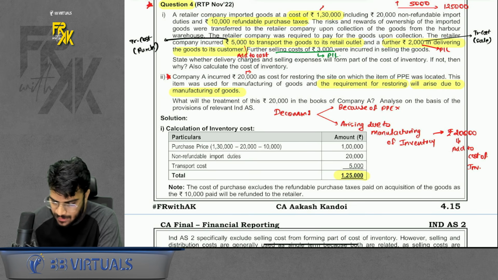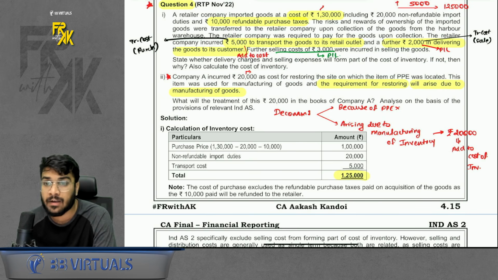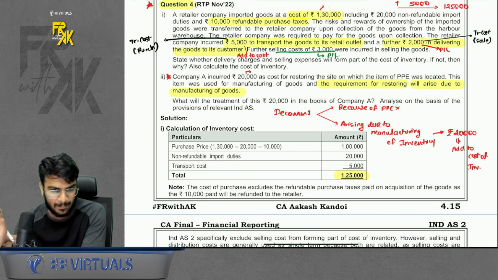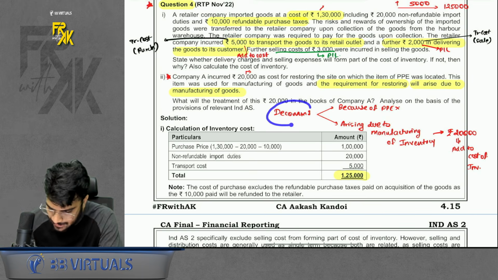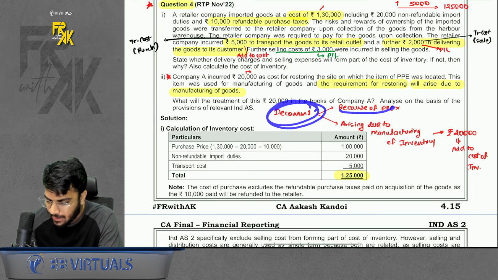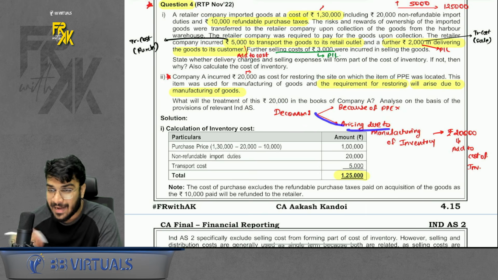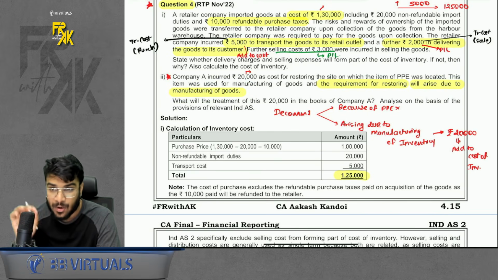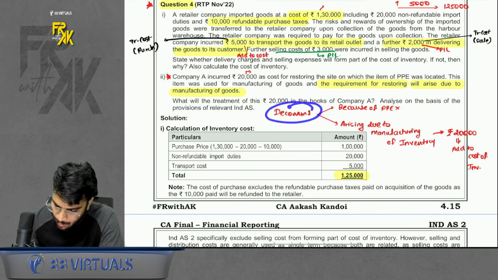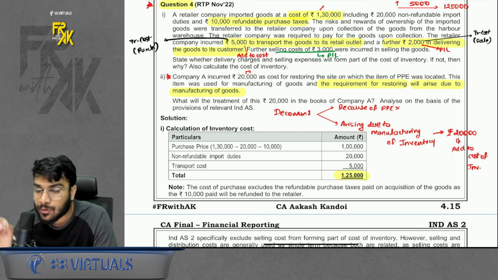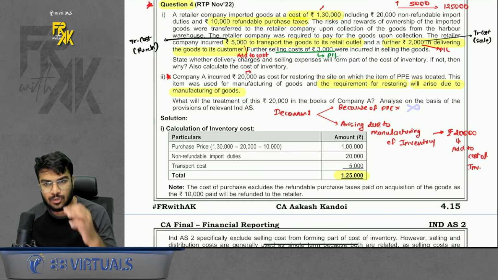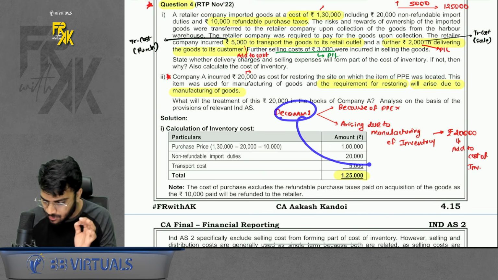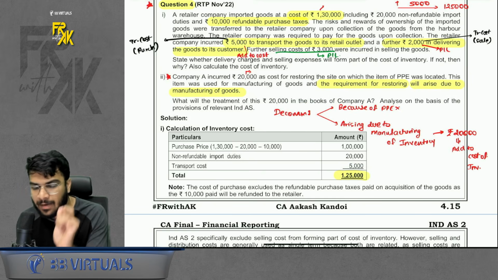Point number 2. Now there is a point of decommissioning involved here. So what is decommissioning? We learned that in Ind AS 16 PPE. Whatever the amount of decommissioning is, we normally add it to the cost of PPE at present value. But in this question, the decommissioning is not incurred because of PPE. It is arising due to manufacturing of goods, that is, manufacturing of inventory. So when any amount arises because of inventory, it will get added to the cost of inventory and not the cost of PPE. Normally we add decommissioning to the cost of PPE, but in this instance it will get added to the cost of inventory because it is incurred because of inventory.